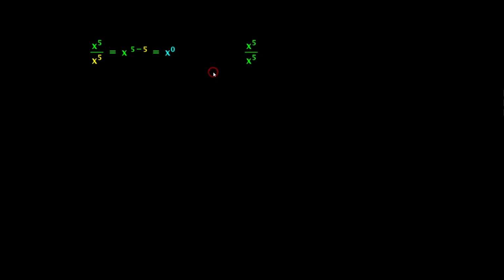We also know same value over same value, the answer is 1. So we can relate these two values. Obviously, these two values are the same, two different notations. So we come to a conclusion, x to the power of 0 equals 1.